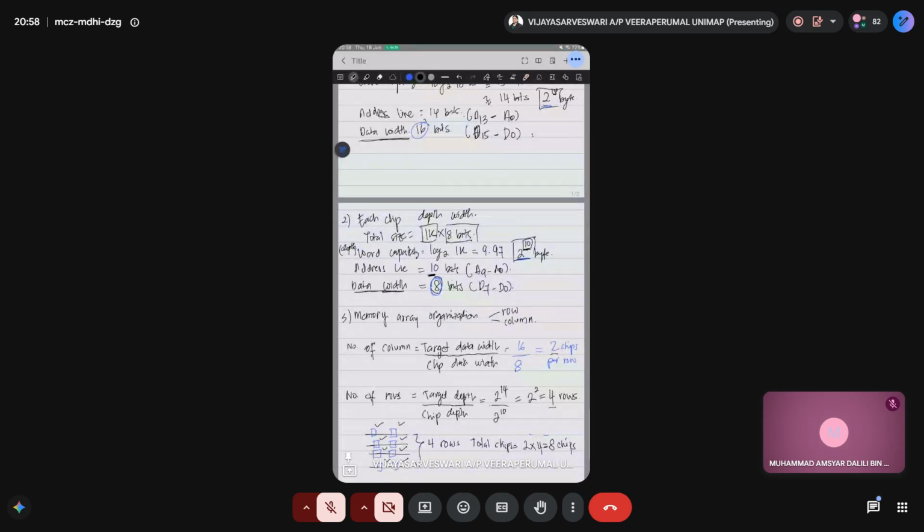Wait, 2 power 4, right? So it should be 2 power of... this is wrong. 2 power of 14 minus 10. So you will get 2 power 4, right? 14 minus 10, yeah, 2 power 4, which is 16.